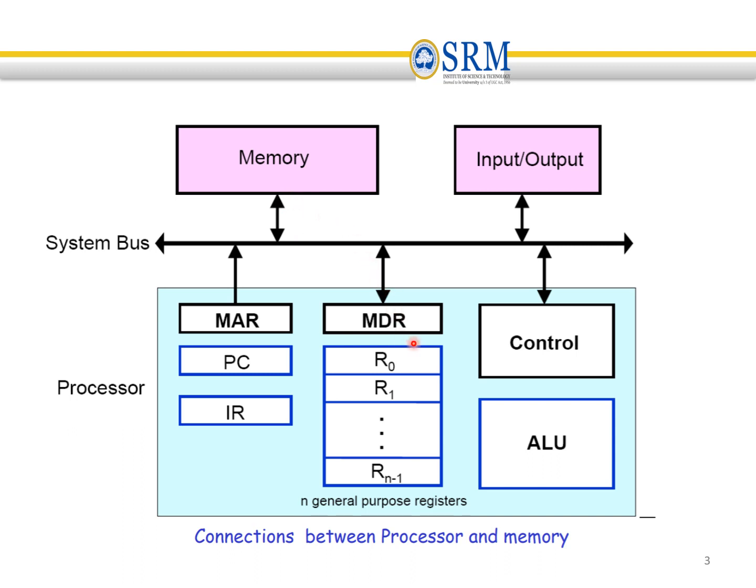Once the instruction and data are received by the MDR, they are given to the ALU, either directly or through the register, for execution. Once the instruction is executed, the result is given to the MDR or directly to the input-output operation.